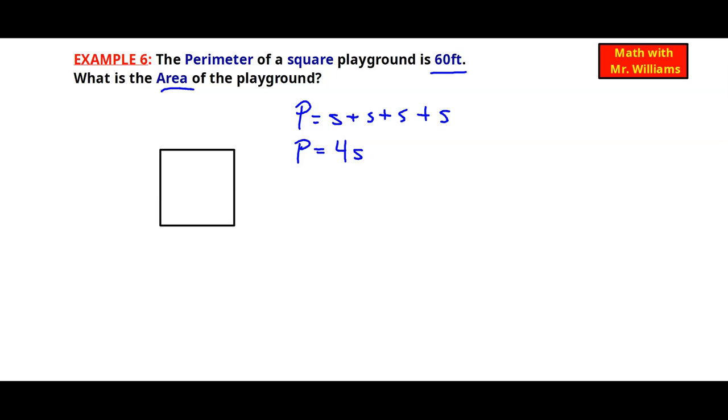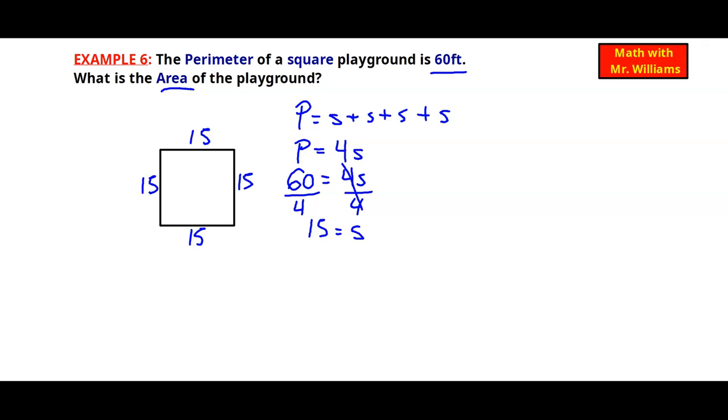All right, so we know the perimeter is 60, so let's plug it in. So we have 60 equals 4 times s. We're going to use our inverse operations. So the opposite of multiplying by 4 would be dividing by 4 on both sides. This cancels out the 4, so our side length will be 15.